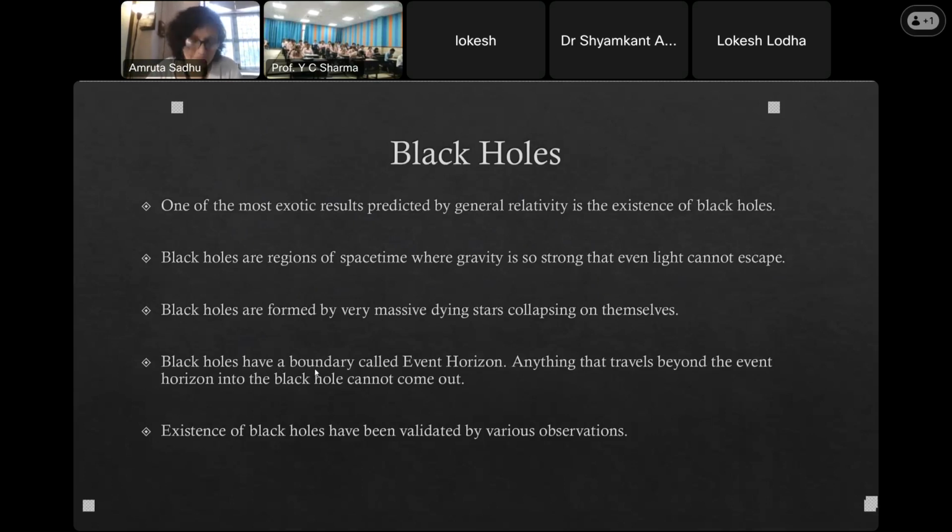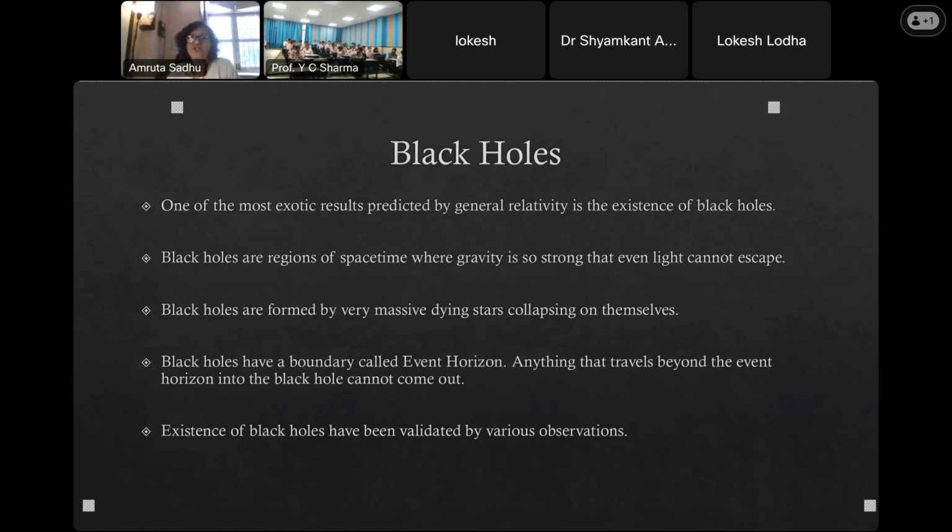Because their gravity is so strong, the curvature of space-time near the black hole is so high that they form a boundary, and this boundary is called an event horizon. It is called a horizon because anything that travels beyond this event horizon into the black hole cannot come out. It's a one-way door. You go in, and that is it. You cannot come out of it, right?